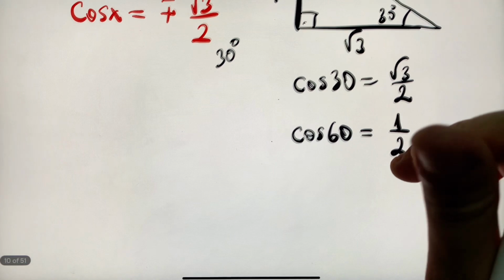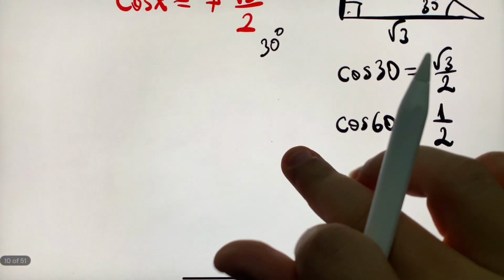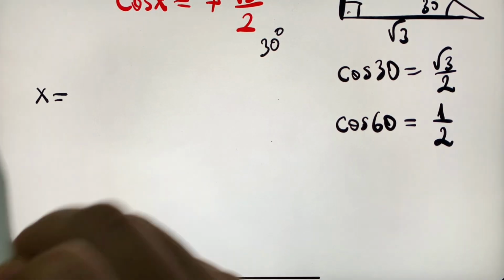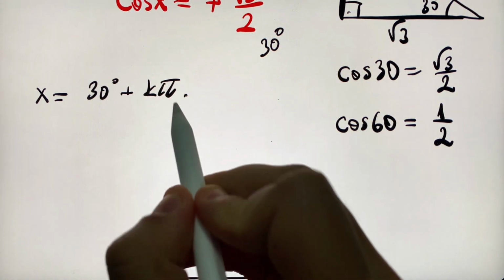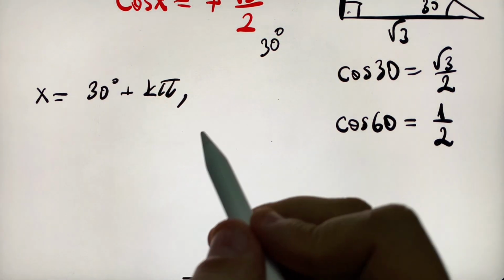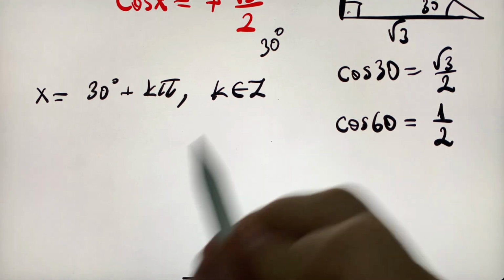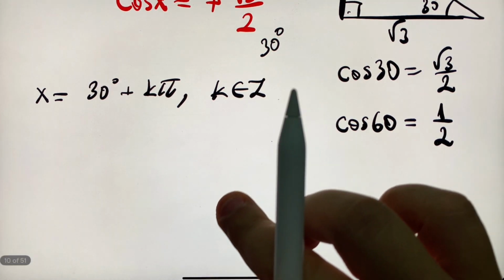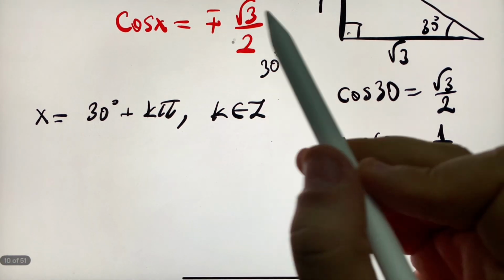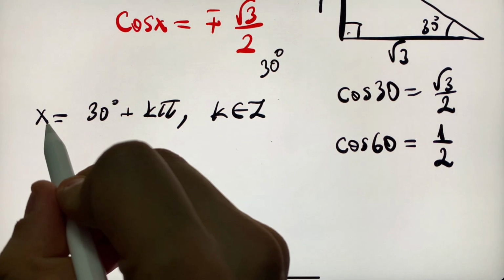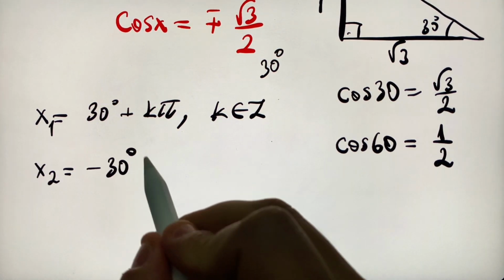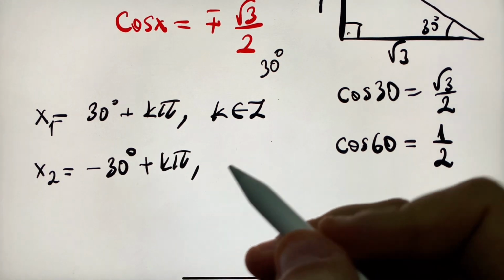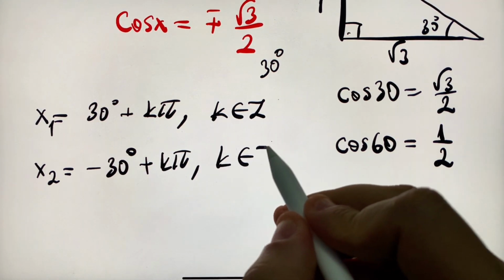Of course, I can't get the solution just from these angles. Then I can write the expression: x is equal to 30 degrees plus k pi, where k will be an integer. But it's not enough. Why? Because root 3 divided by 2 being positive applies only to certain situations. So let's write x2 equals minus 30 degrees plus k pi, again k an element of the integers.